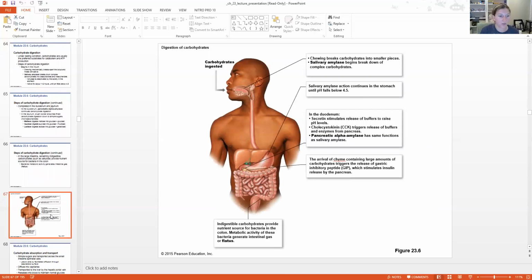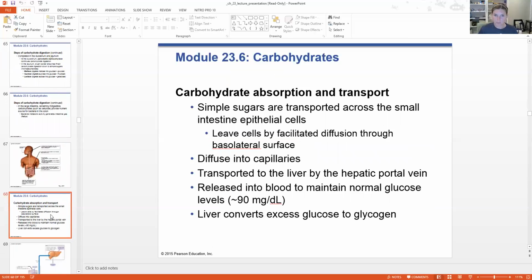And this is just an overview of where everything occurs. We mentioned everything on here: CCK, the release of all those things, secretin. Again, those are all just review hormones for you, GIP, right? So, how are carbohydrates absorbed and transported?